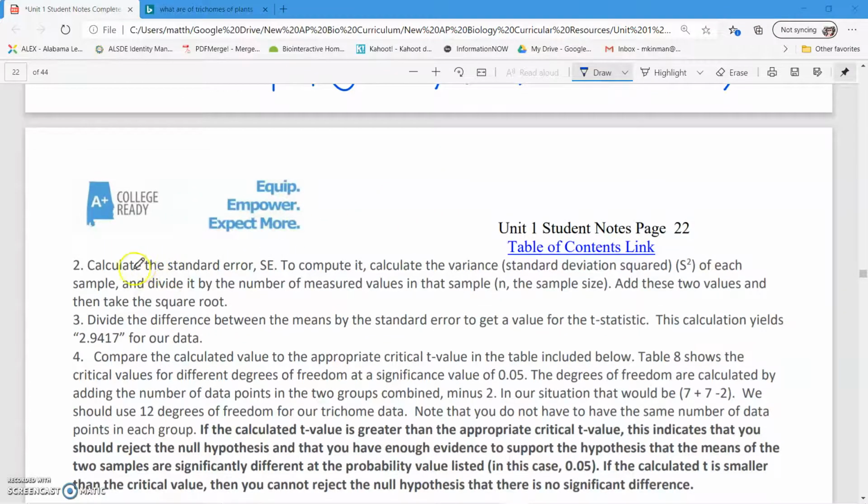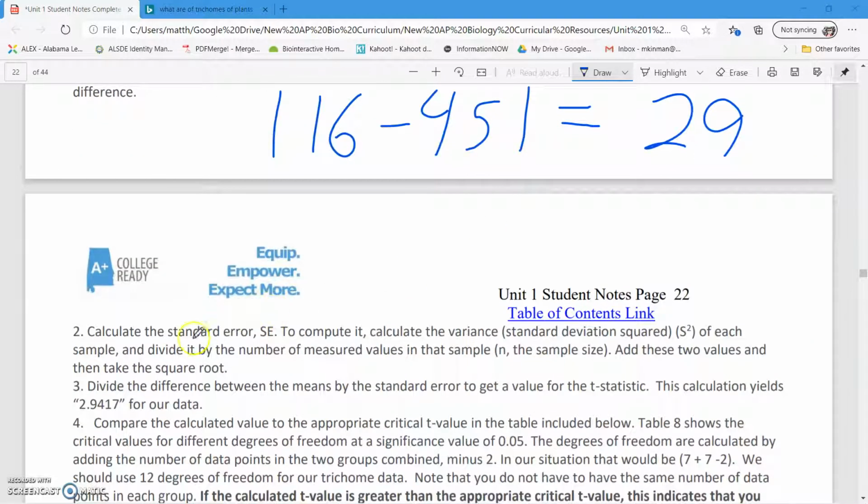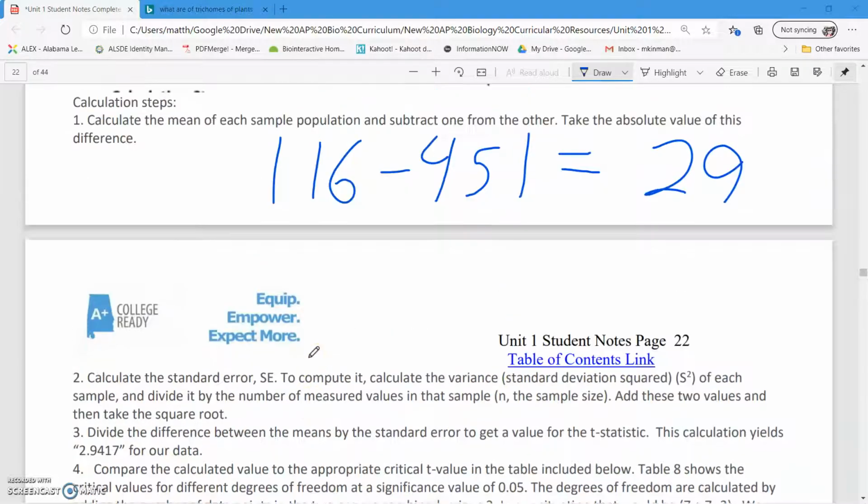Next step, calculate the standard error. To compute it, calculate the variance, which is the standard deviation squared, or s squared. See right here, there's s squared 1, s squared 2 of each sample, and divide it by the number of measured values in that sample, the sample size. Add these two values and then take the square root.